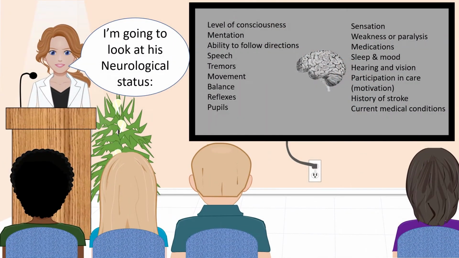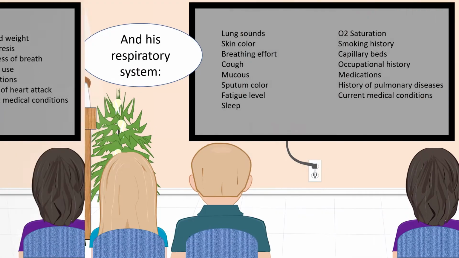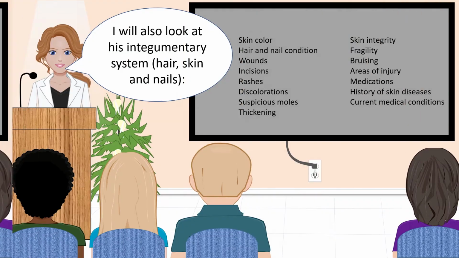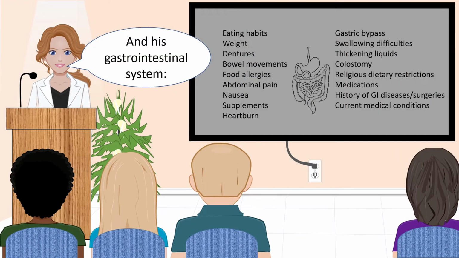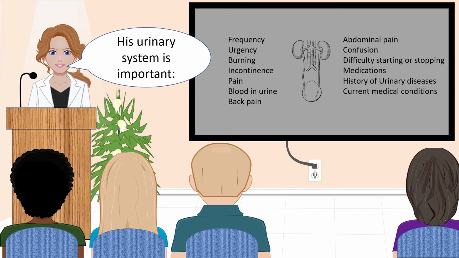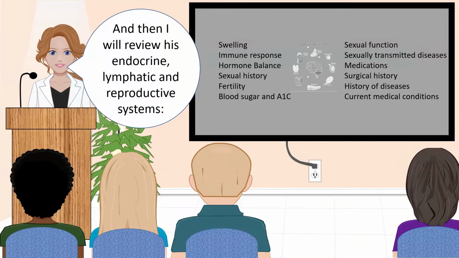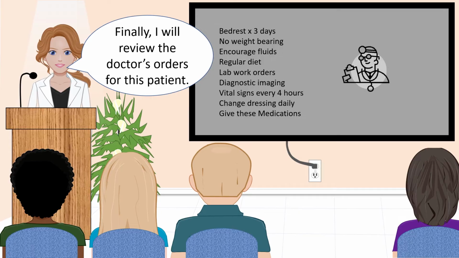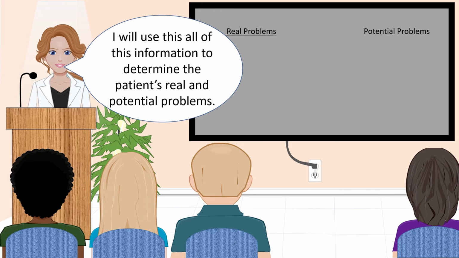I'm going to look at his neurological status. I'm going to look at his cardiac status and his respiratory system. I will also look at his integumentary system, which is hair, skin, and nails, and his gastrointestinal system. His urinary system is important, as is his musculoskeletal system. And then I will review his endocrine, lymphatic, and reproductive systems. And finally, I will review the doctor's orders for this patient. I will use all of this information to determine the patient's real and potential problems.